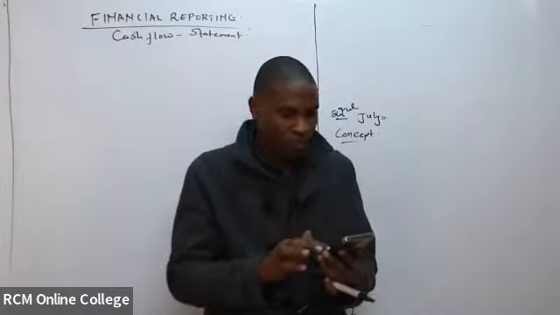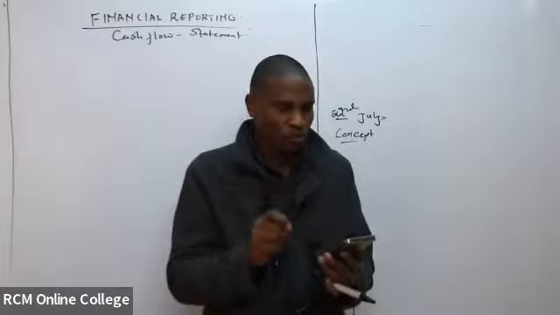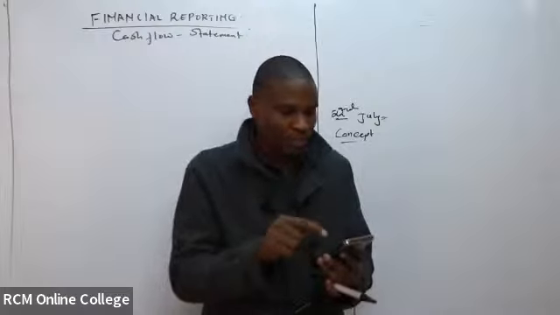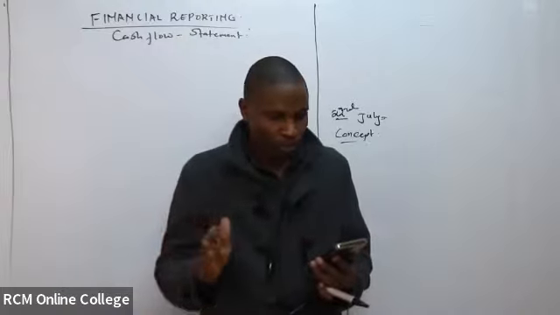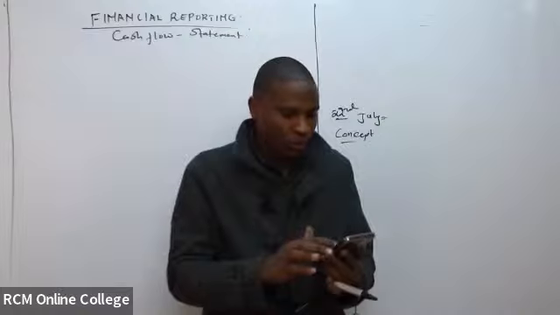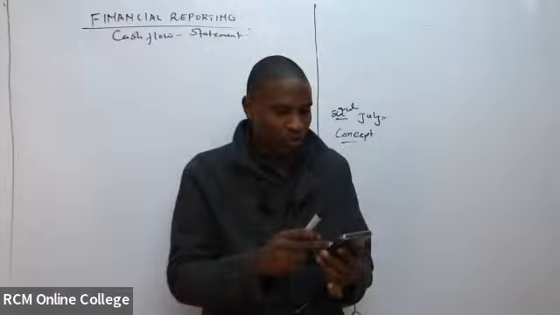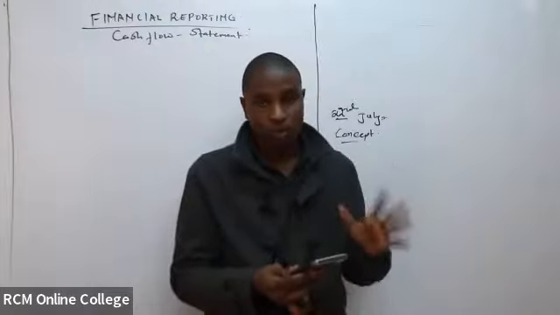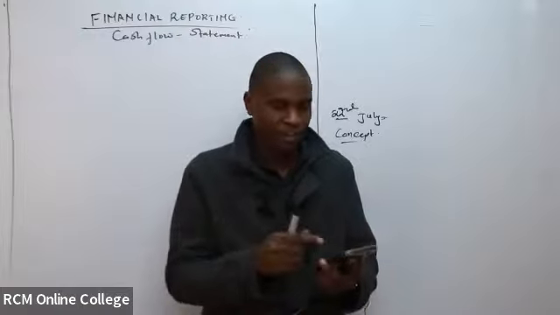So the following information was extracted from the books of Vic Limited as at 30th September 2021 and 30th September 2022. Statement of financial position as at that date, we've been given there. You can see year 2022, then we have year 2021. Additional information. Profit after tax for the year ended 30 September 2022 was 84 million. There's a reason why I chose this question. So need to be very keen here.